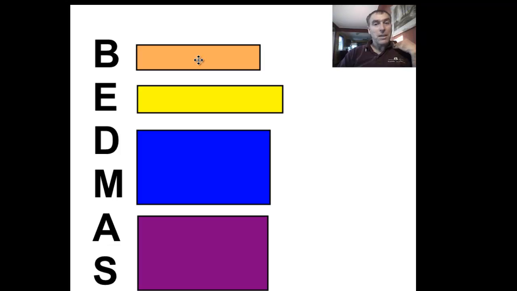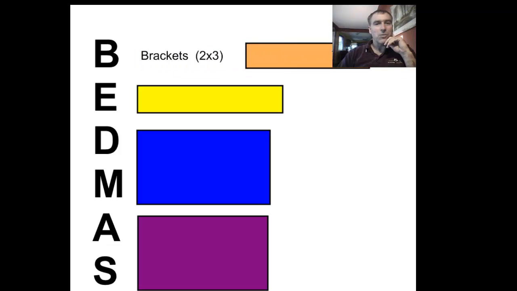So the first one, the B, what do you think it stands for? Well, if you guessed bracket, you are right. If there is a bracket in a question, that always comes first, above everything else. So for example, if you had 2 times 3 in a question with a bracket around it, it doesn't matter what's around it. That comes first. It's always the brackets first. And if there are 2 or 3 brackets in a question, then you do them in the order that they come, from left to right.